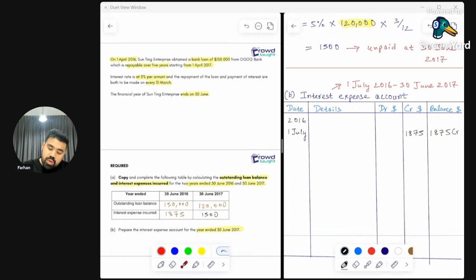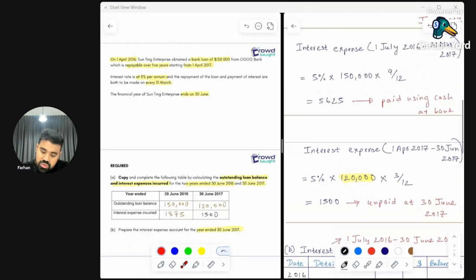Okay, now what can we write in the details column? It's basically accrued interest expense, or we could just write interest expense payable. All right, so which gives away the definition of a current liability. All right. Now, what's next? We know the next transaction that happened was in the year of 2017 on 31st of March. And on 31st of March, we have made a payment for the loan and also a payment for the interest, okay? And how much did we pay for interest?